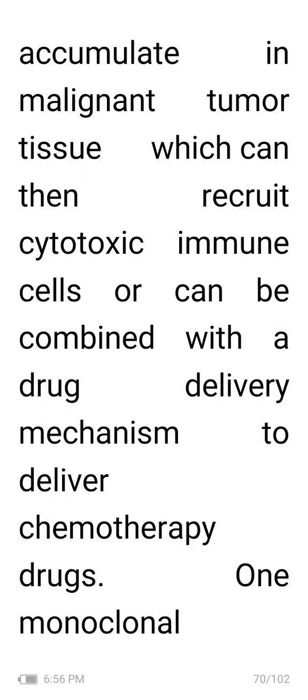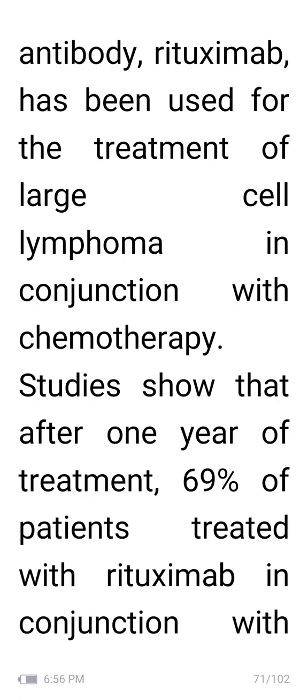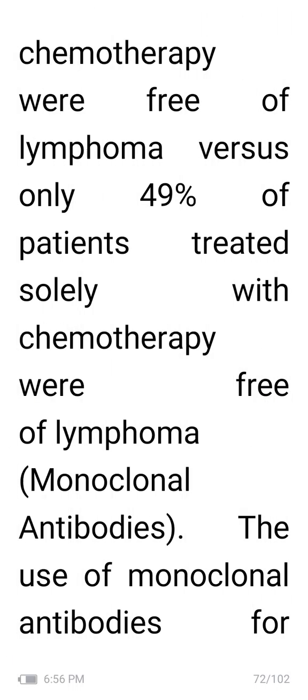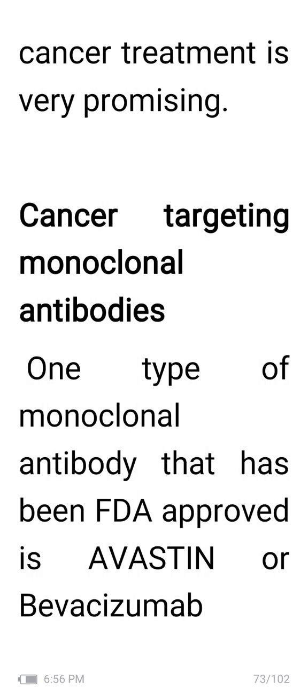The antibodies then begin to accumulate in malignant tumor tissues, which can then recruit cytotoxic immune cells or can be combined with a drug delivery mechanism to deliver chemotherapy drugs. A monoclonal antibody, rituximab, has been used for the treatment of large cell lymphoma in conjunction with chemotherapy. Studies show that after 1 year of treatment, 69% of patients treated with this drug in conjunction with chemotherapy were free of lymphoma, versus only 49% of patients treated solely with chemotherapy. The use of monoclonal antibodies for cancer treatment is very promising.